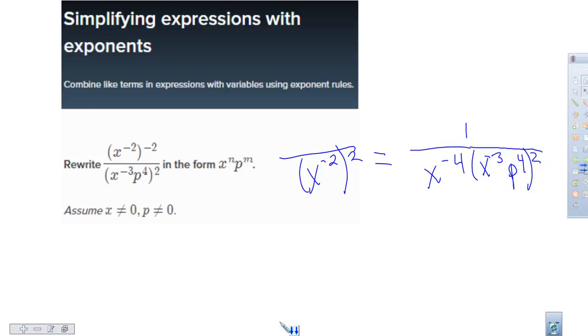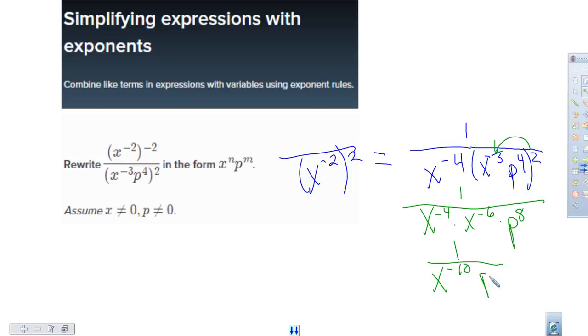If I distribute that 2 in here, then that is going to go 2 times negative 3. I get x to the, this is all equal to 1 over x to the negative 4. And now I have times x to the negative 6 and times p to the 8th. I got 4 sets of them twice, right? So that's 8 total p's. Now these are combined. If I have x to the negative 4 and x to the negative 6, that's the same thing as 1 over x to the negative 10 times p to the 8th.